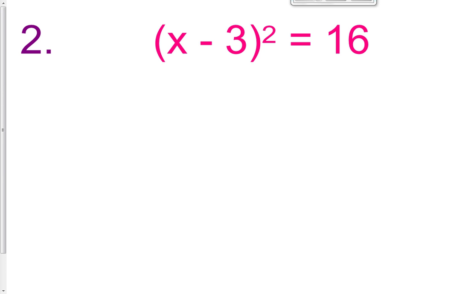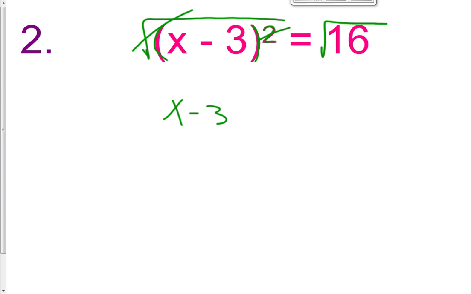So now I have a binomial that's squared. Well, I want to get the binomial all by itself first. So to get x minus 3 all by itself, I got to take care of this too. So once again, I need to square root both sides. Because once I square root a quantity that's squared, this cancels with this, and then all I have left is x minus 3. And that's what I want. What I do to the left side, I also have to do to the right side. So I need to square root 16 as well. So that equals the square root of 16.